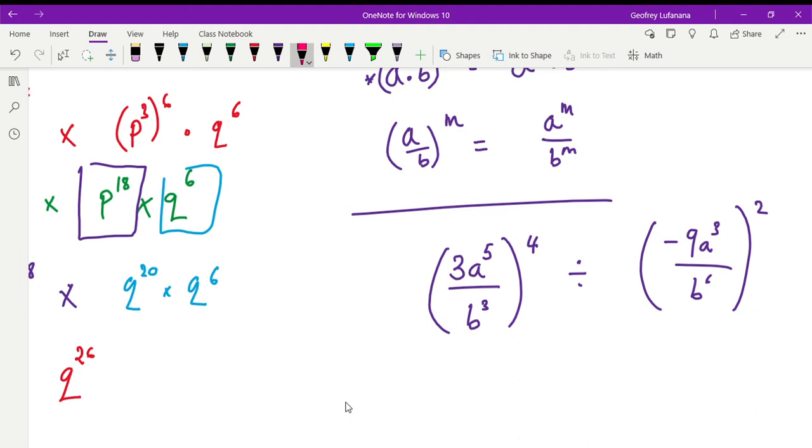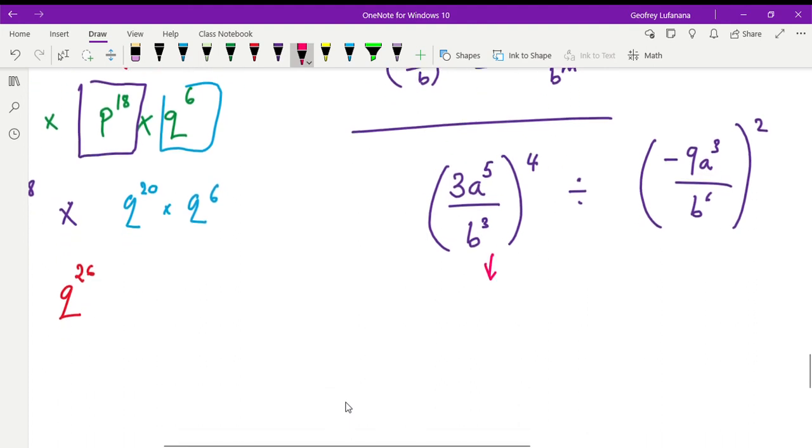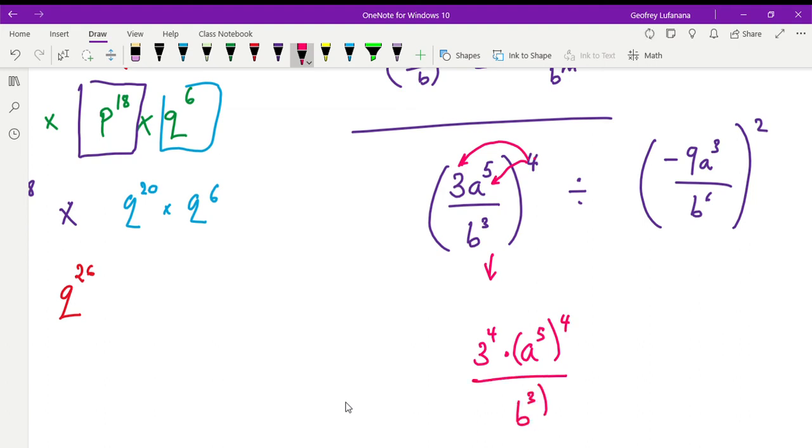So this first bracket alone is going to simplify to, now remember, the power is distributed on every term. So the most common error is putting the 4 only on the A. This 4 goes to the 3, but it also goes to that term. So we'll have 3 to power 4, A to power 5 to power 4, divide by B to power 3 to power 4. Okay?